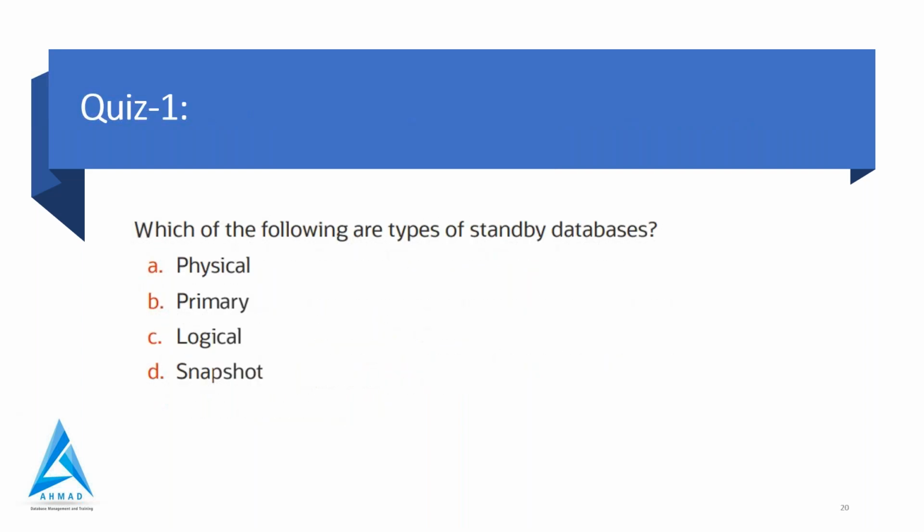Now tell me about this. How many types of standby database do we have? Physical, primary, logical, snapshot. Which are standby databases? I need to check that you are on the same page as me. Physical, logical, snapshot, correct.